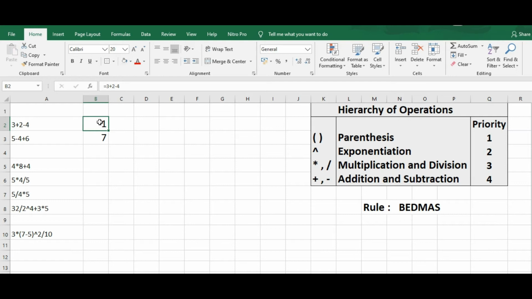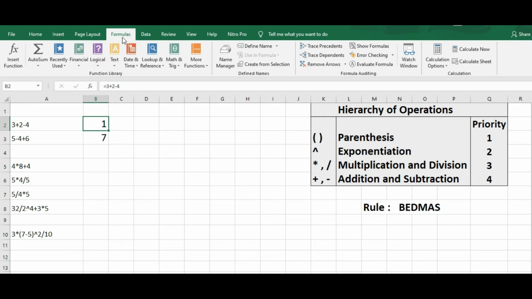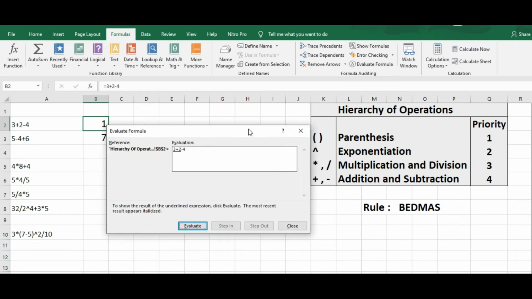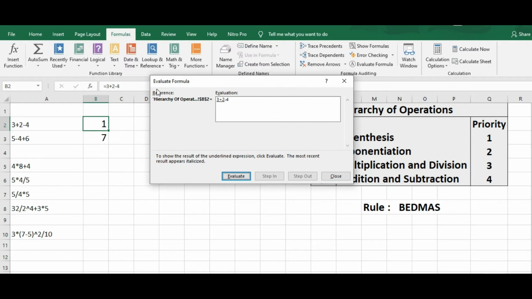Let's see how Excel evaluates both expressions. For this, select the cell that you want to check the evaluation process for. Click on the Formulas tab. Inside the Formulas tab, you have an option, Evaluate Formula, under the Formula Auditing group. Click on Evaluate Formula. Now a dialog box with the name Evaluate Formula will appear. Here you can see the expression 3 plus 2 minus 4.